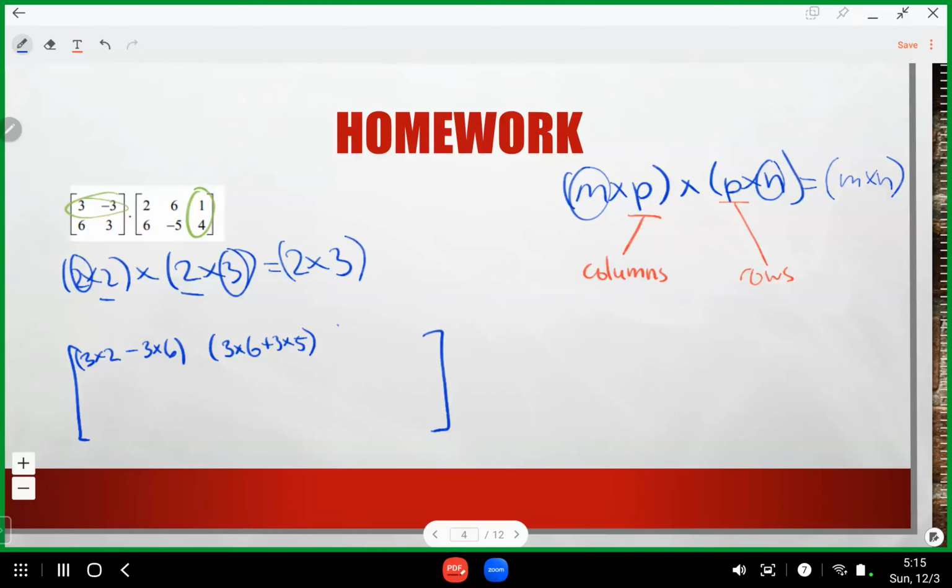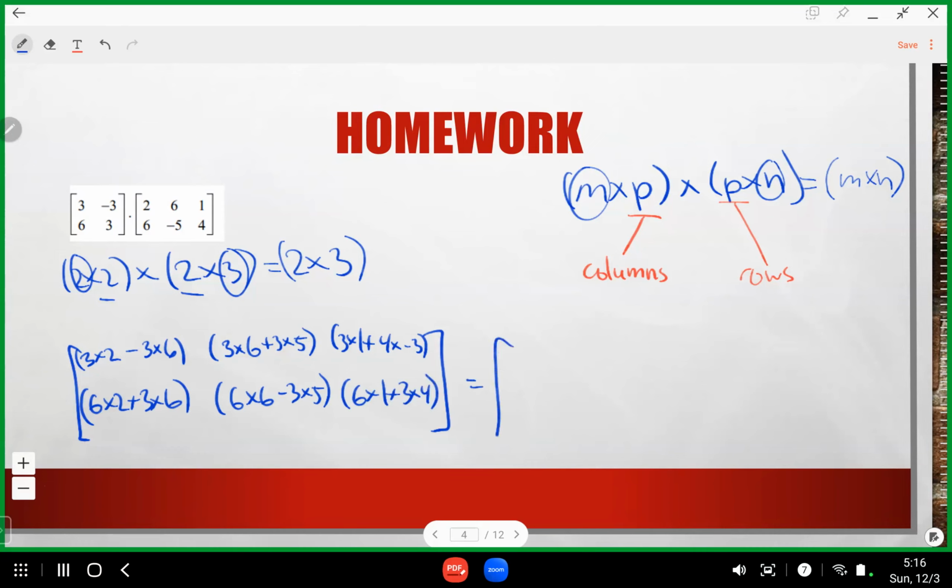So we're going to have 3 times 1 plus 4 times -3. Okay, and then for the second row, you're basically starting from the second row of the first matrix, corresponding with the first column here, and the second column, third column, the same thing, right? You're going to have 6 times 2 plus 3 times 6, 6 times 6 minus 3 times 5, 6 times 1 plus 3 times 4, right?